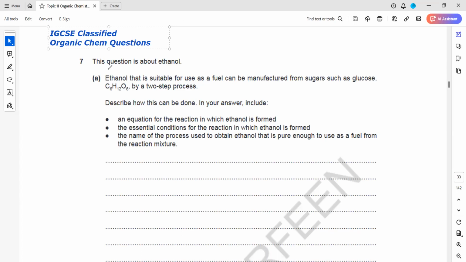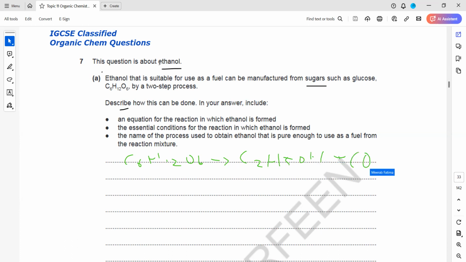So, organic chemistry question. This question is about ethanol. Ethanol that is suitable for use as a fuel can be manufactured from sugar such as glucose by a two-step process. Describe how this can be done. In your answer include an equation for the reaction in which ethanol is formed, the essential conditions in which the ethanol is formed, and name the process used to obtain ethanol that is pure enough to use as a fuel from the mixture.